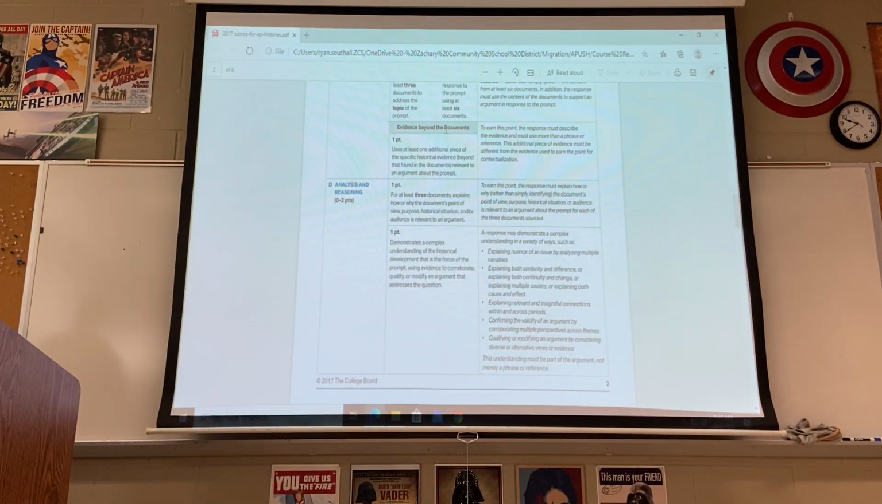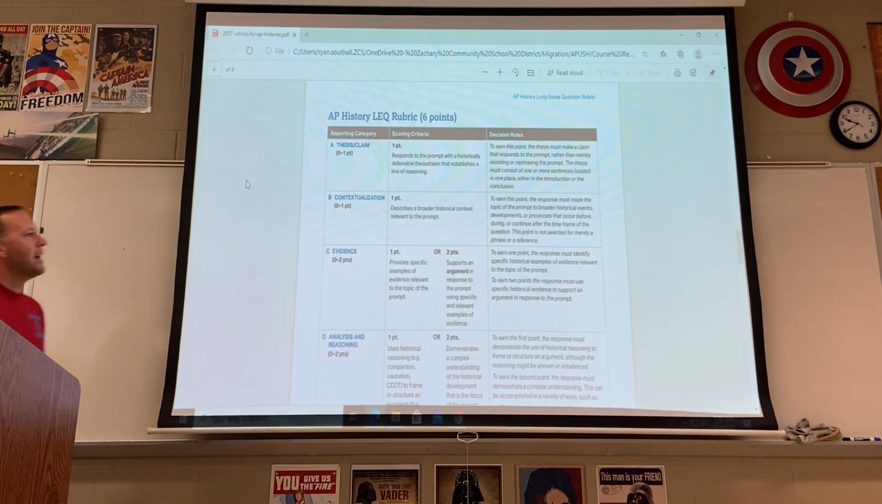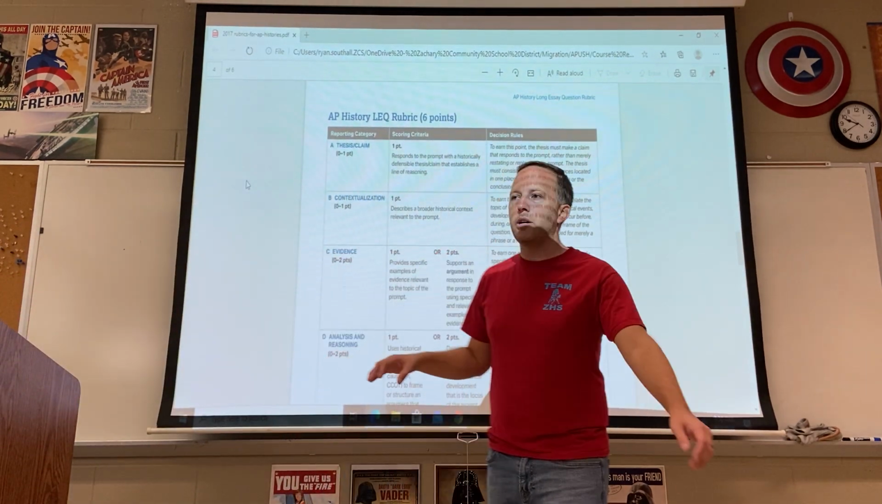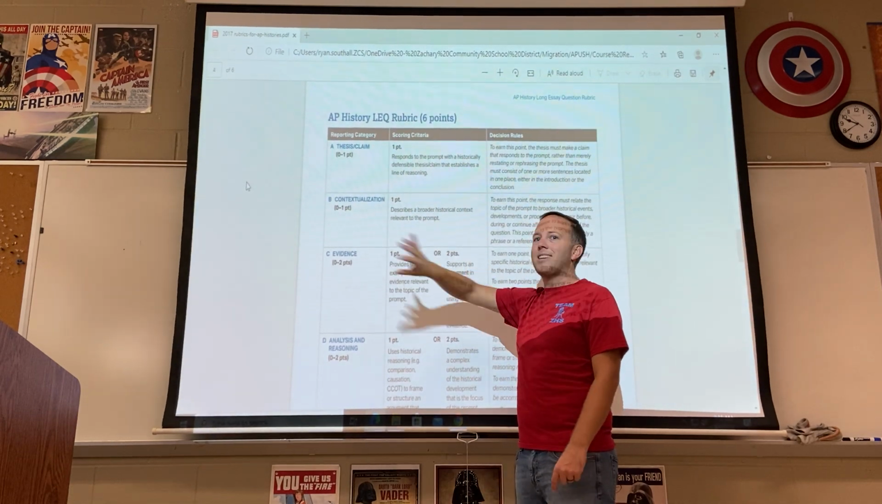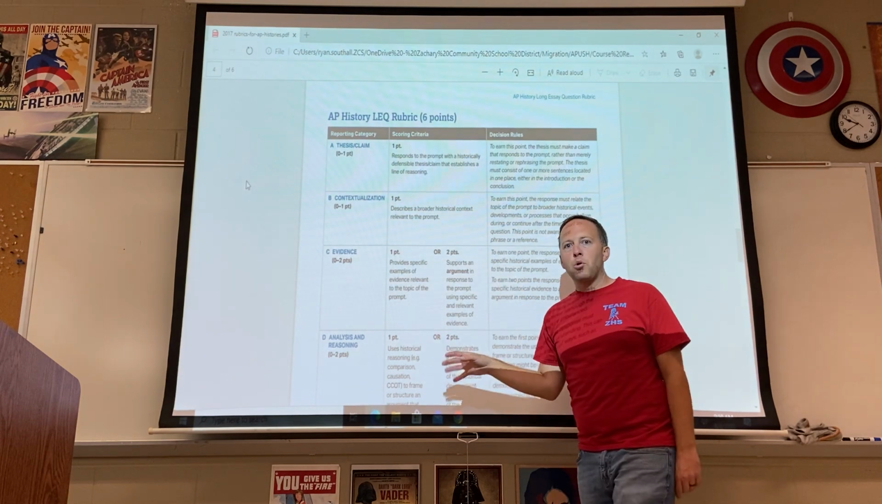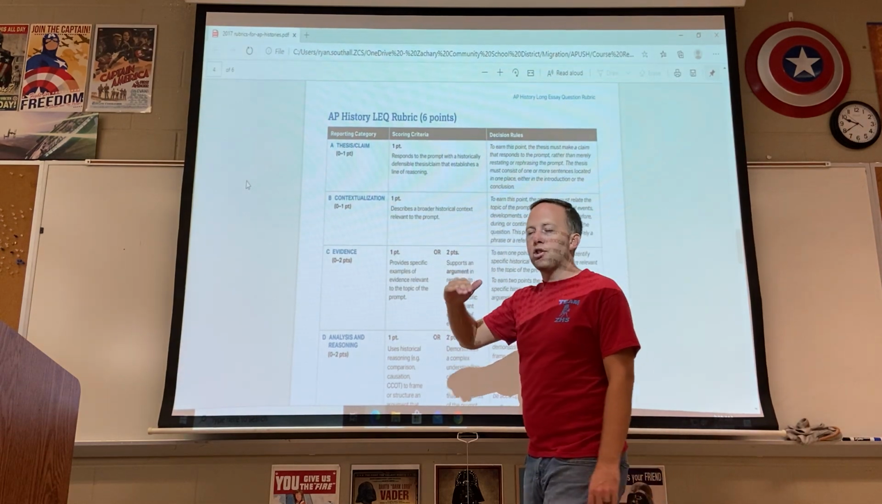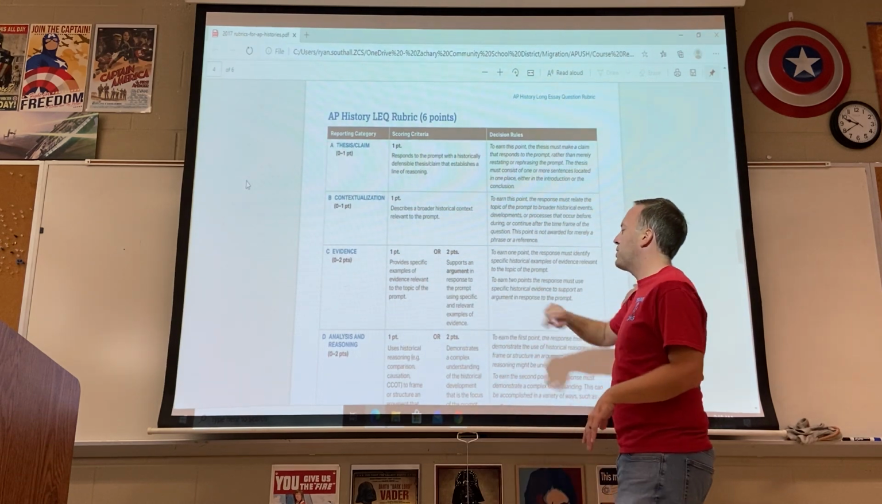Lastly, the LEQ essay. This is the non-document based one. This is a 6-point scale. It's not that different from the DBQ. You still get a point for thesis, point for contextualization, same exact thing. Don't change anything. You should still have 2 or 3 body paragraphs, start with a topic and so on. This time you have no documents though. So evidence changes. 2 points for evidence.